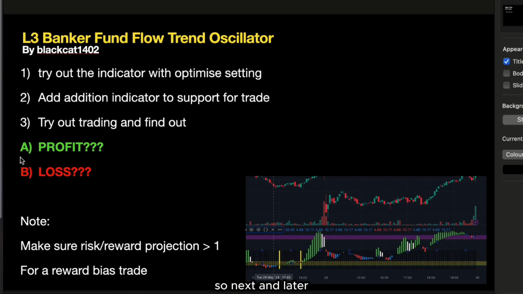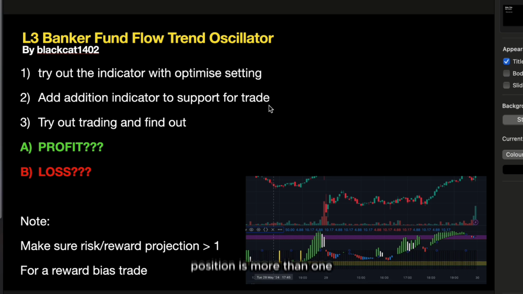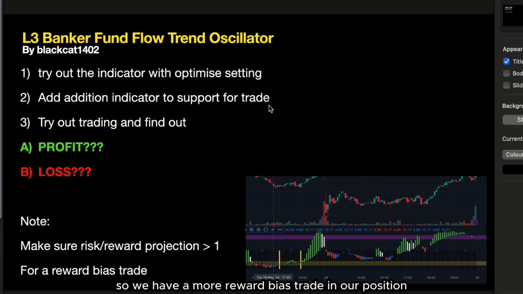So next, later we will try to optimize the settings for this indicator. We will add an additional indicator to support this trade simulation. And lastly, we will try out our trading. Is it profitable or even a losing position? We are going to use risk reward ratio, and we need to make sure that our risk reward ratio projection is more than 1, so we have a more reward-biased trade in our position and strategy. So after we are done with this definition, we can start in our TradingView graph.